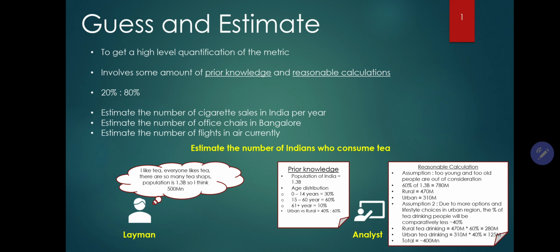Now let's take a step back and look at the 500 million which a layman has predicted and the 400 million which an analyst has estimated. Although the two numbers are in the ballpark, the analyst is able to support the calculation based on his prior knowledge and the calculation he did, whereas the layman's 500 million is purely based on assumptions.